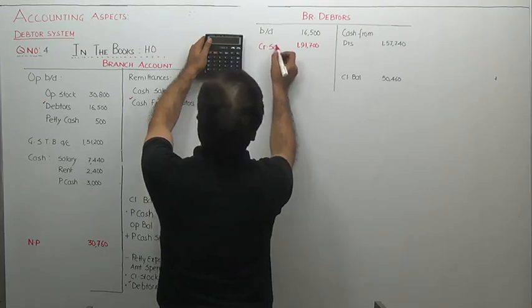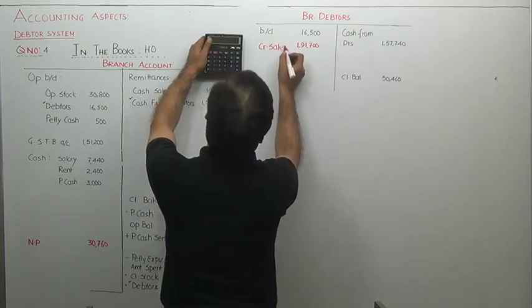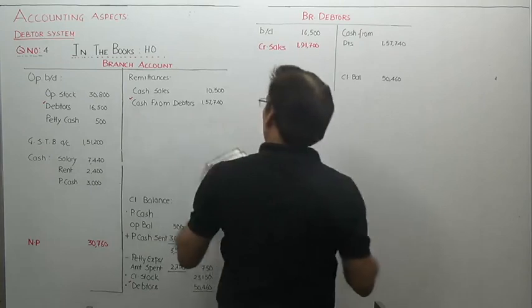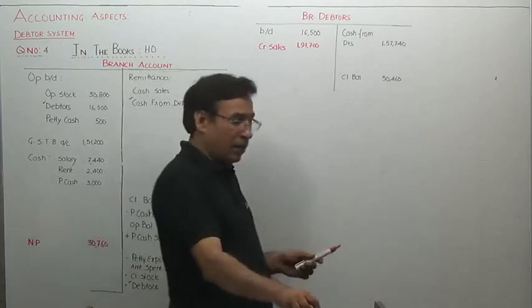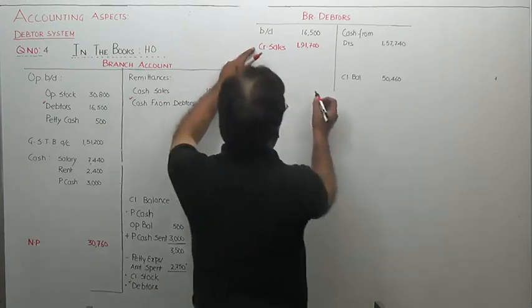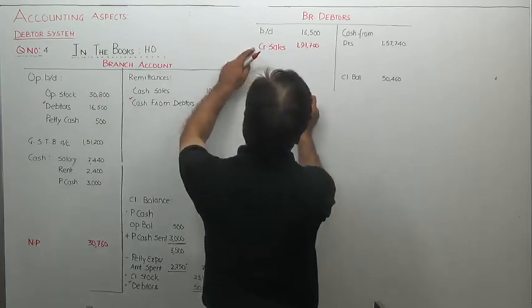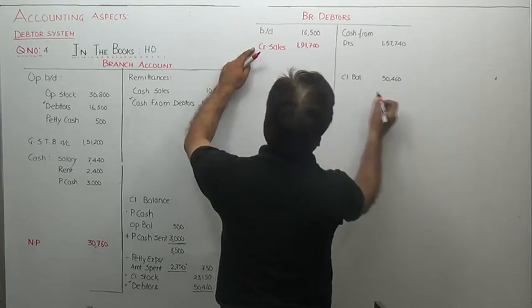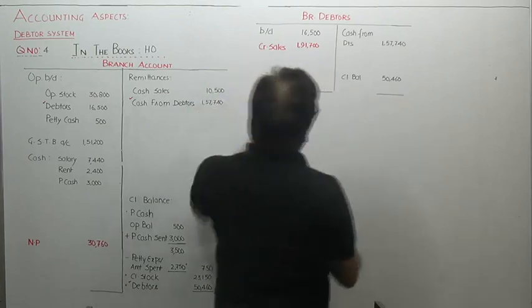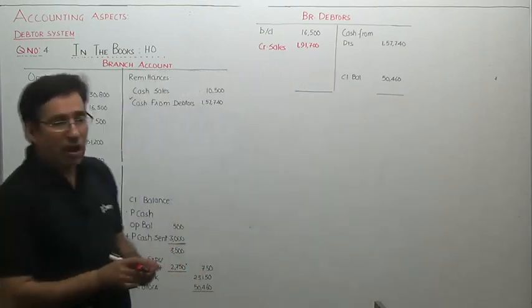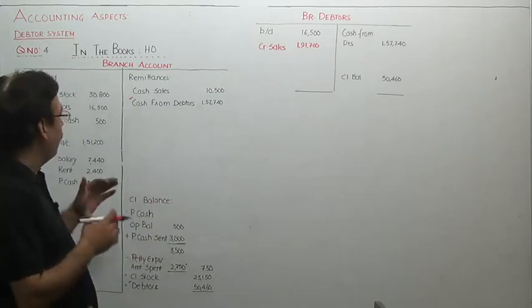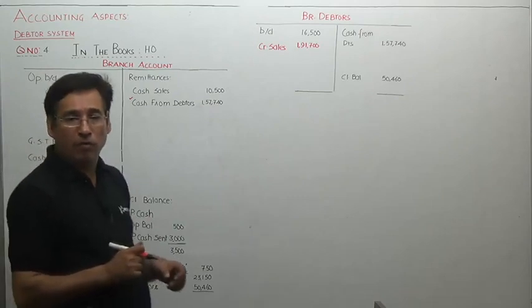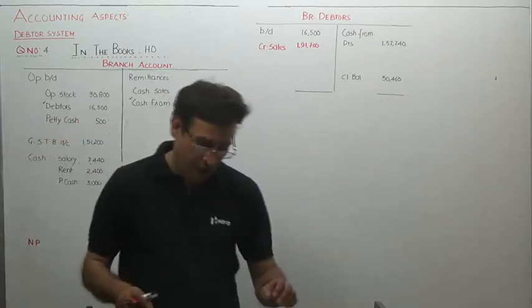And you know better than I do that credit sales are not reflected in the branch account. Is it clear to you? So that is the reason this figure will not be of much help for us in this particular question. So if nothing is missing with respect to debtors, we can directly tally our branch account without an iota of doubt.